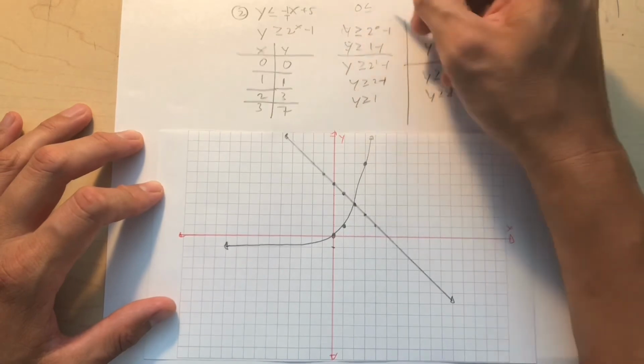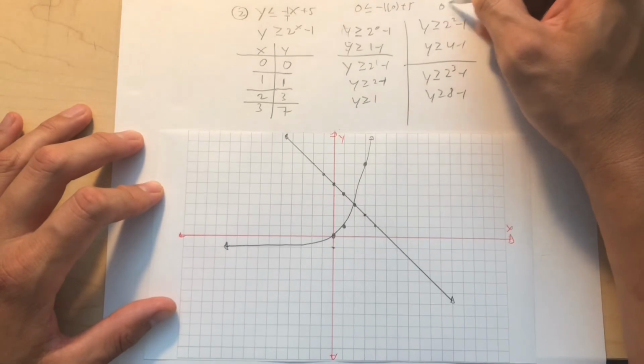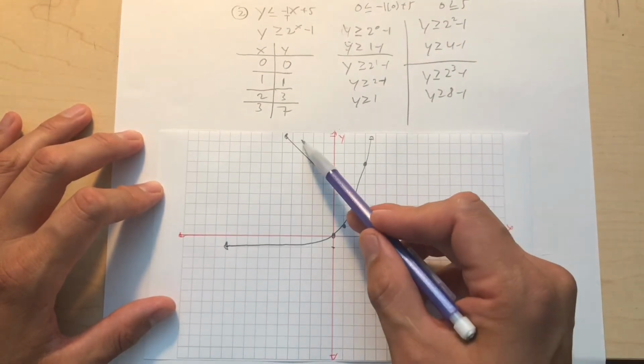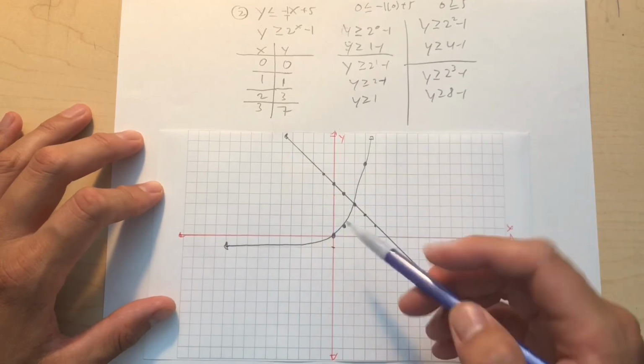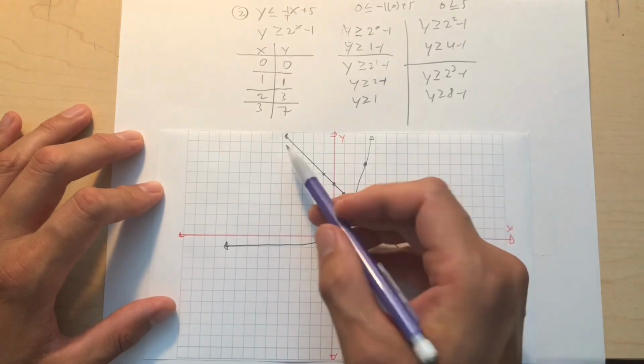So 0 is less than or equal to negative 1 times 0 plus 5. 0 is less than or equal to 5. 0 is less than 5, that's true. So for this graph right here, it's true for 0, 0. So this is true for this graph. So I'm going to shade this side with the 0, 0. I'm going to do it lightly.